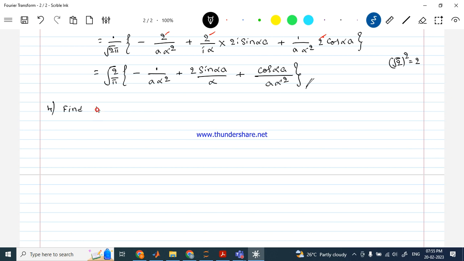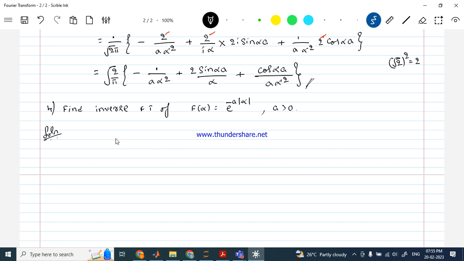find inverse Fourier transform of, the question is to find the inverse Fourier transformation. Definitely they have given a function of alpha now. So this is equal to e power minus a mod alpha. Okay, and they have set the value of a is greater than 0.